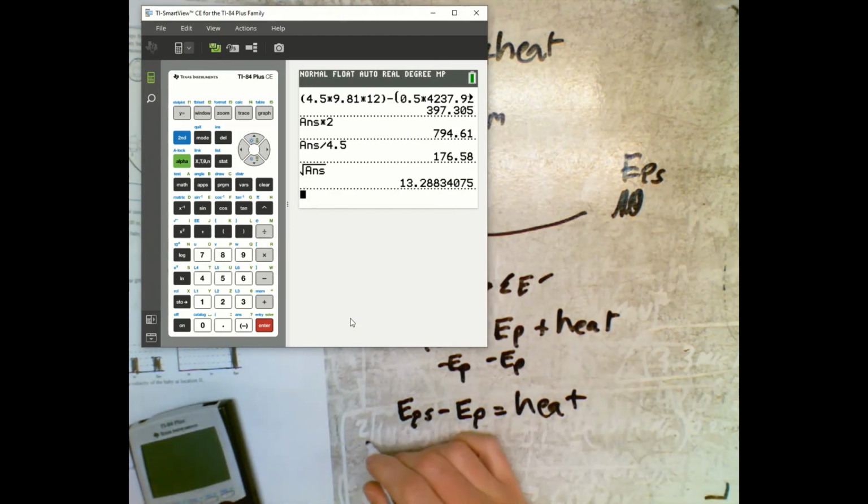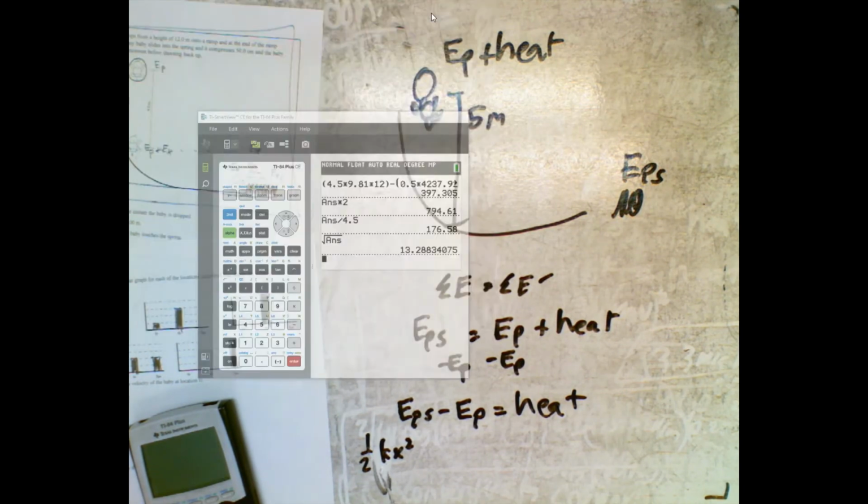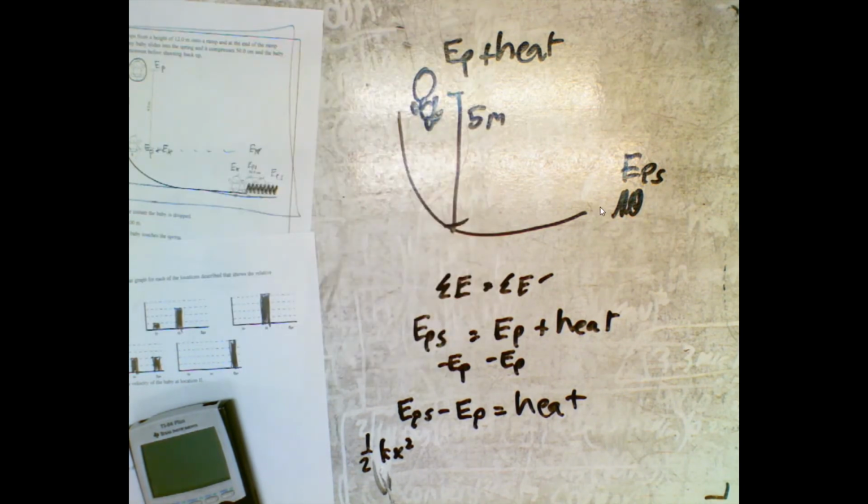So my EPS is going to be 1/2 kx squared. Oh, sorry, that was in the way the whole time. My bad. Sorry, that's annoying for you watching it. This is still my little picture. There it is all written out. So 1/2 kx squared minus mgh equals our heat.